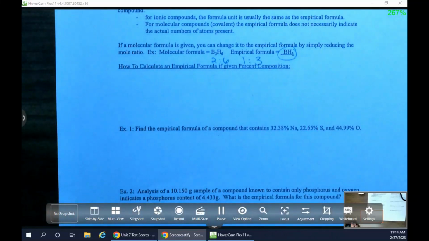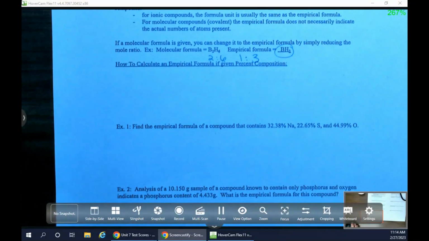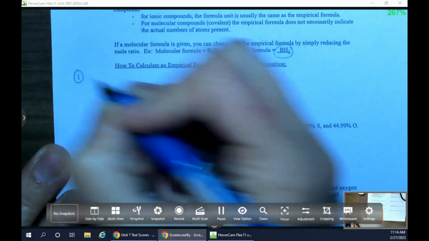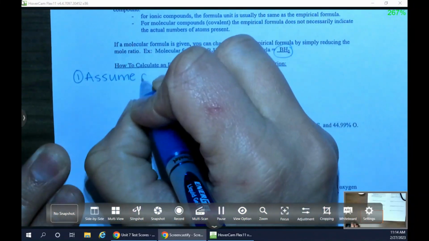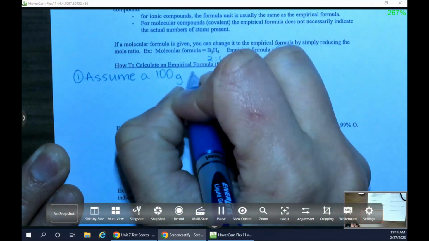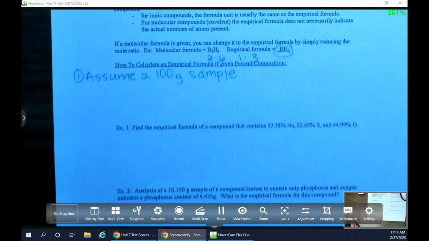I'm not just gonna write out all the steps. We're gonna kind of write out the steps while we're working through number 1, okay? But the first absolute thing that we have to do is we have to assume a 100-gram sample. We have to assume we have a 100-gram sample.